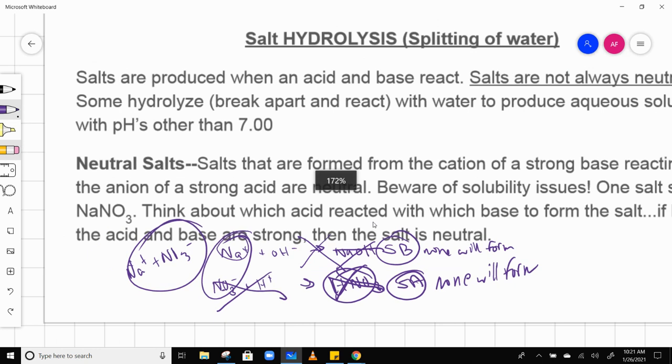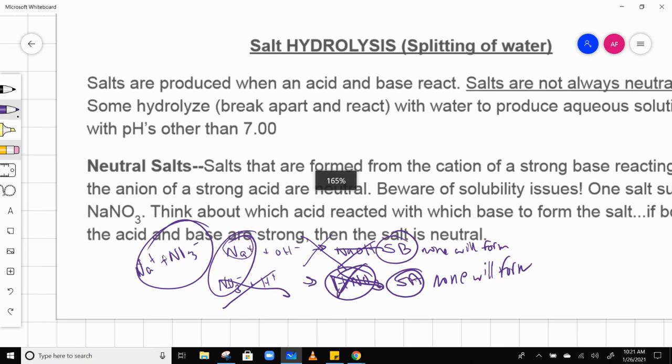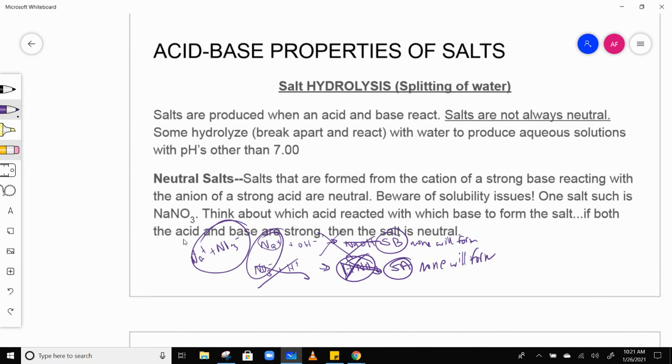Does that make sense? Neutral salts. Okay. The anion and cation will not form acids or bases, because both are the anion or cation of a strong acid or a strong base. Basically just add H to see if it's a strong acid, add OH minus to see if it's a strong base. If they're both, then it's going to be neutral.